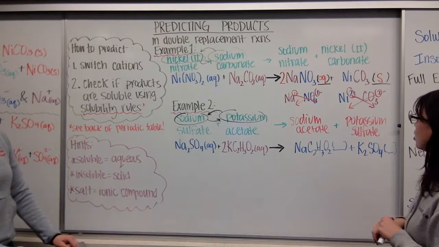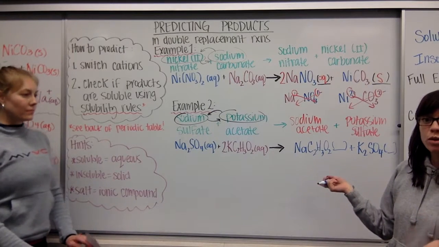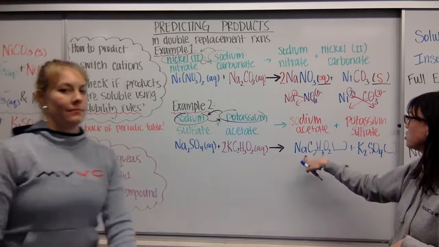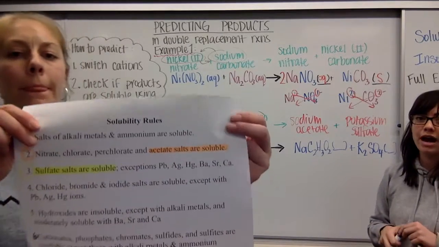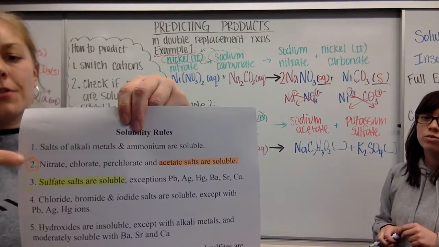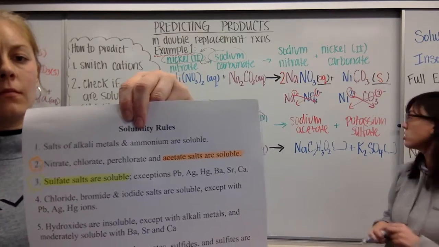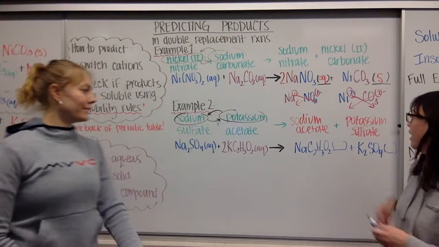Yep. Okay. So we're going to use our solubility rules again to predict. We're going to see sodium acetate. We're going to look at what my acetate does, right here, that's in orange. Again, rule number 2: acetate salts are soluble. That means always aqueous.